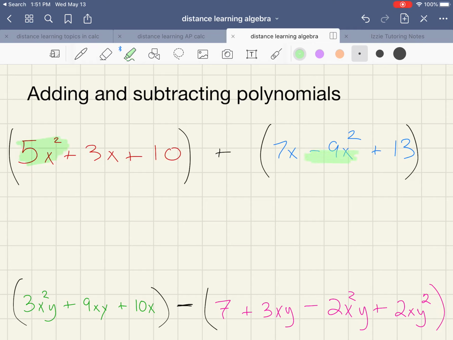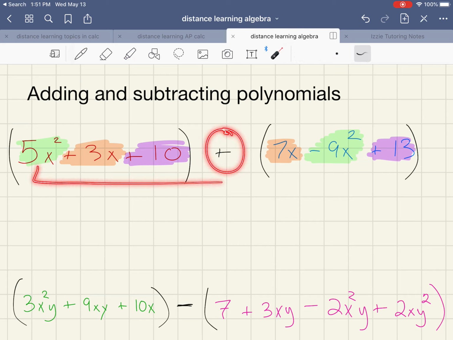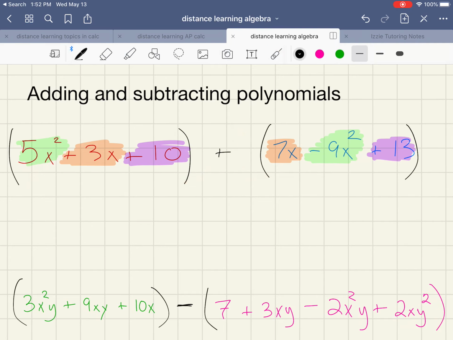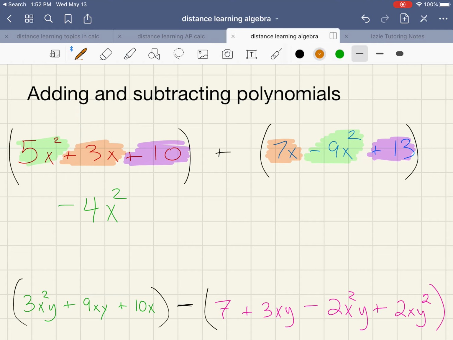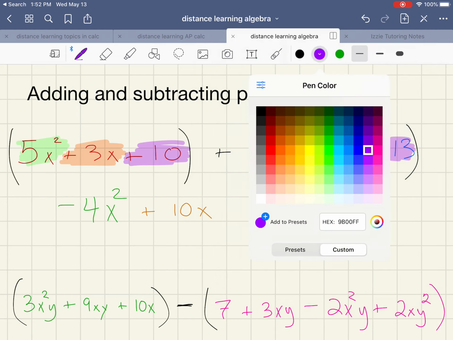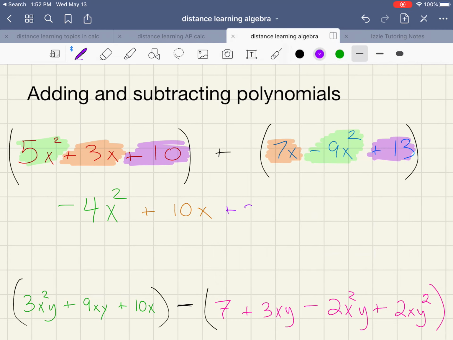So we have 5x squared is a like term with negative 9x squared. We have the positive 3x with the positive 7x, and we have the positive 10 and the positive 13. And all I'm going to do is add like terms together. So if I have 5x squared and negative 9x squared, I add those together and I get negative 4x squared. I have 3x plus 7x, which would give me a plus 10x. And then I have 10 plus 13, which is a positive 23. And that's the end of the problem. Pretty easy.